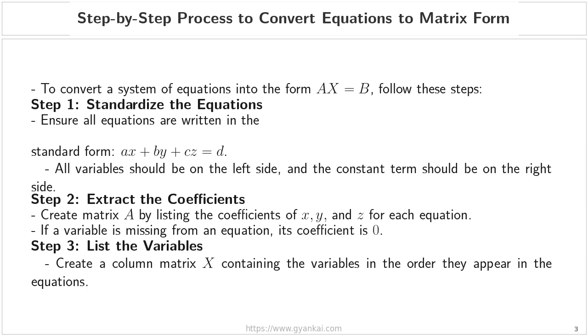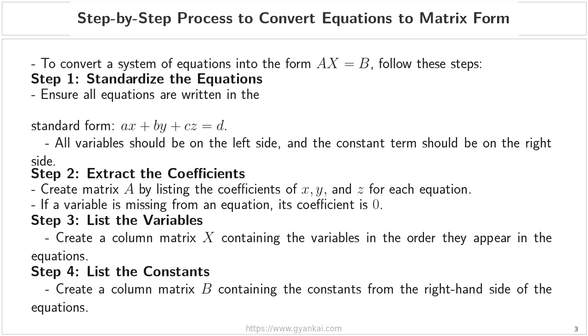Step 3 is to list the variables. We need to create our variable matrix, which we call X. This will be a column matrix, and you must list your unknowns, like x, y, and z, in the exact same order that you used when you extracted your coefficients in the previous step.